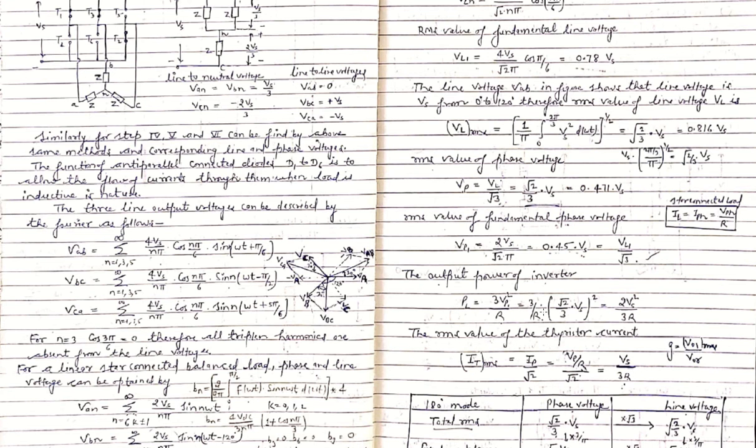So 3 by R separate, and put in this V phase RMS value. The V phase RMS value of phase voltage, written above, equals root 2 divided by 3 into Vs. So put root 2 divided by 3 into Vs, whole squared. In this way, the output power of the inverter equals 2 Vs squared by 3R. So this is the output power of the inverter.